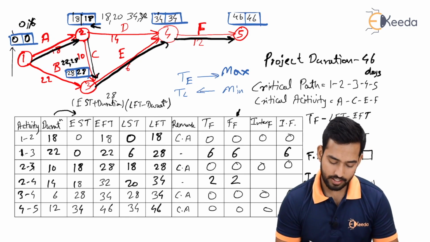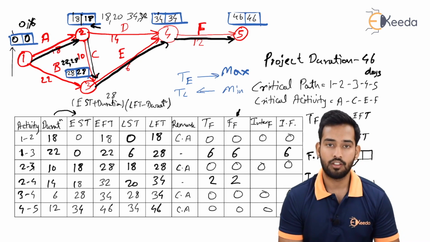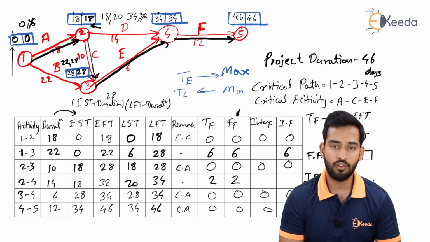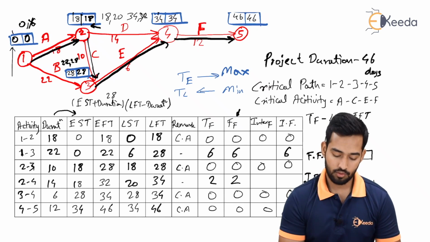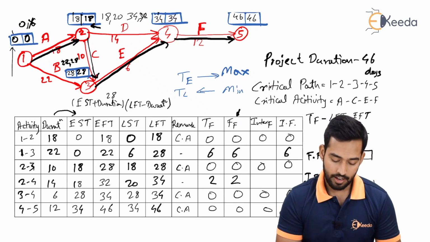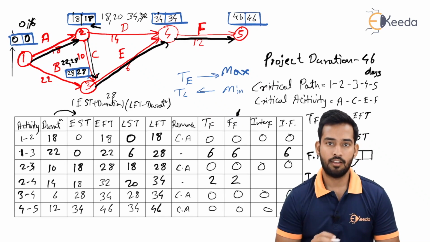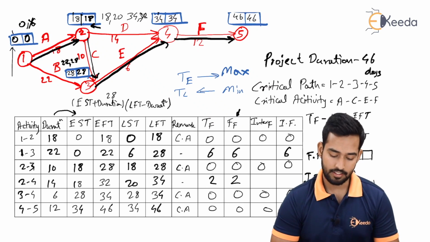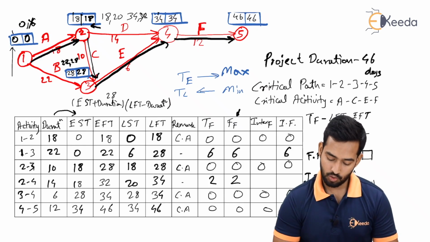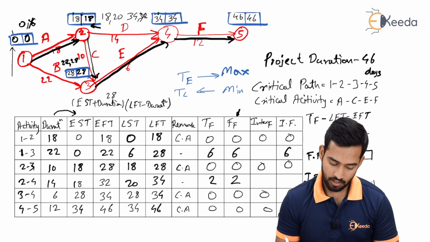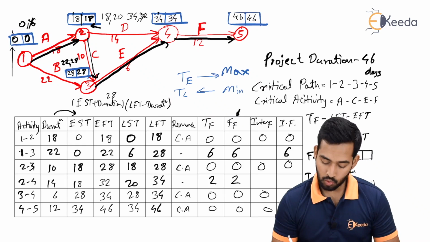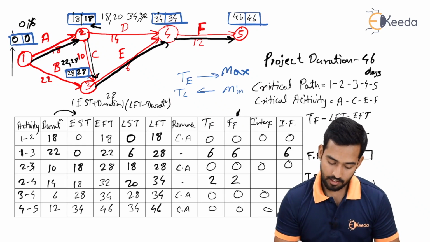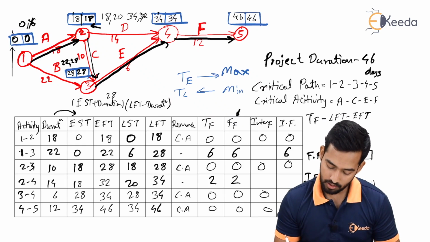Now concentrate on second and fourth. Tail event means what? The tail of your arrow. So second event. Slack present is 18 minus 18, that is 0 slack. So it will be free float 2, that is free float, minus the slack, that is 0, will give us 2.